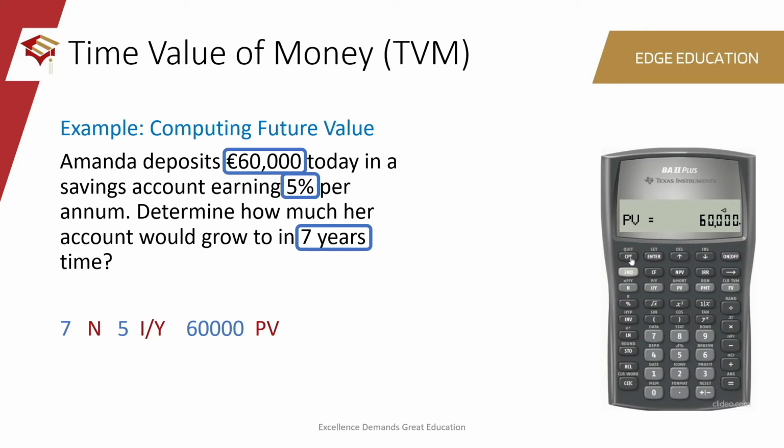You will then press CPT, which stands for compute, and then future value, FV. You should be able to see an answer of 84,426 on your calculator. This is the amount that Amanda will have in the future after 7 years of investing.